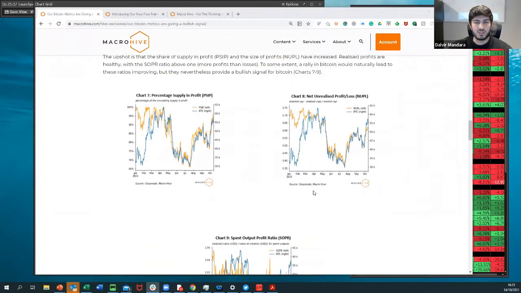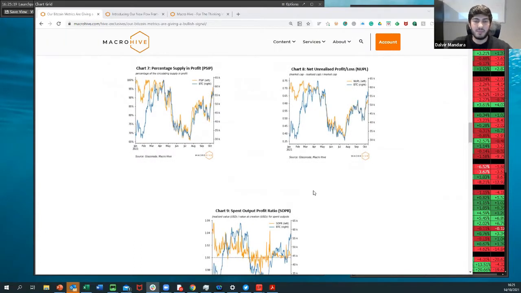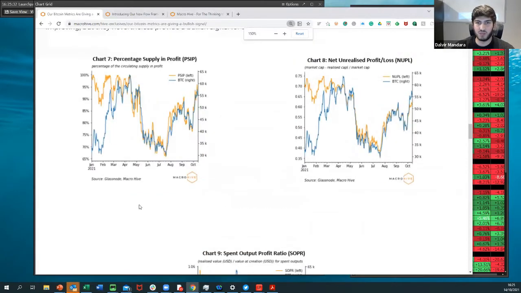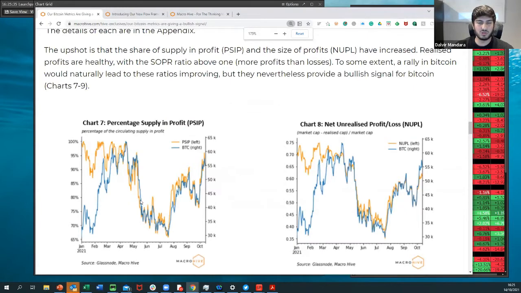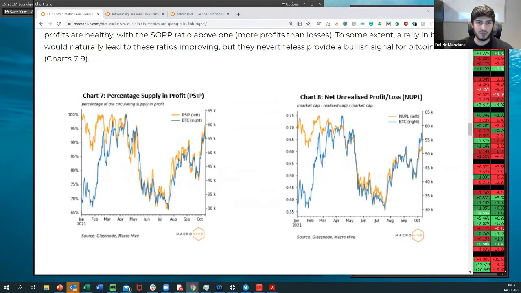Thank you. So the next three metrics that we like to look at are more about the profit and loss of investors in the market. We look at two metrics that are concerned with unrealized profits, and then another metric that's concerned with realized profits. The first one I'll touch on is the percentage supply in profit. This is simply the percentage of all the circulating supply that's in profit. Now, as you'd expect with a rally, this will naturally increase. As we've seen since August here, we saw a big jump in the price, and with that, the percentage supply in profit went up.